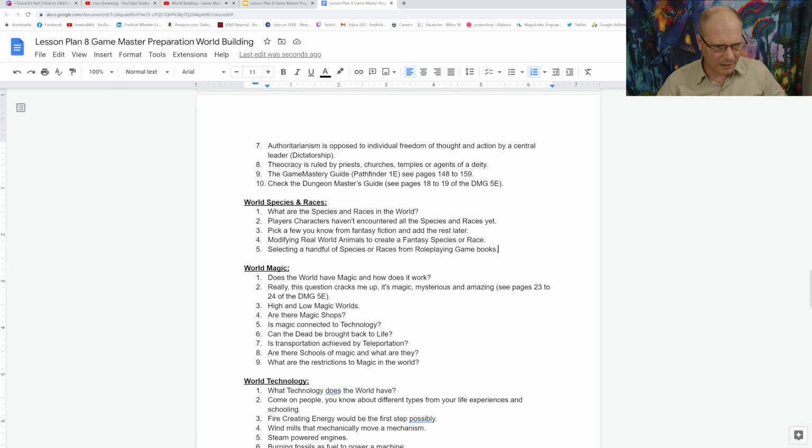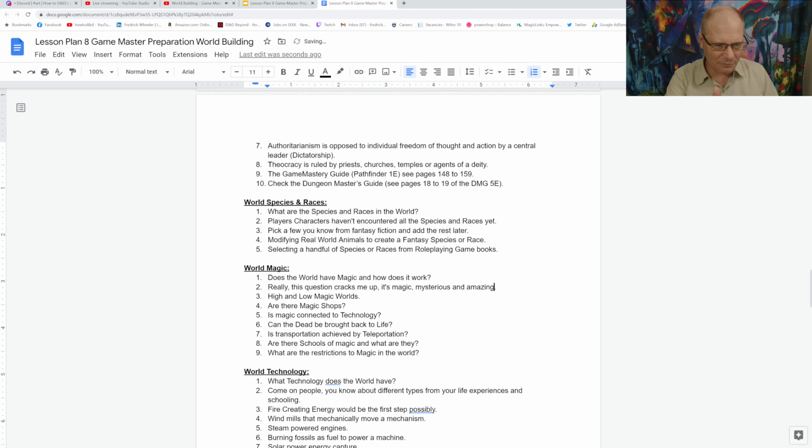Okay, so here we go. World magic. Does the world have magic, and how does it work? So, really, this question cracks me up. It's magic, mysterious, and amazing. Do you know the Dungeon Master Guide on 5e? It actually says almost nothing. The truth of the matter is, when I think about those 2 pages, and when I think about the Pathfinder book, it almost says nothing. Like, it doesn't tell you that much. We could break it right down into just a few words and we've done everything.